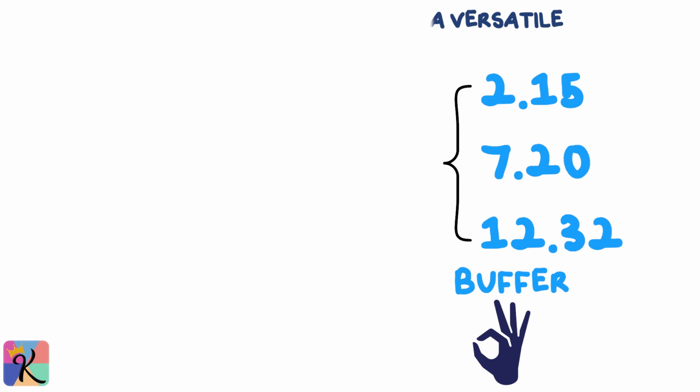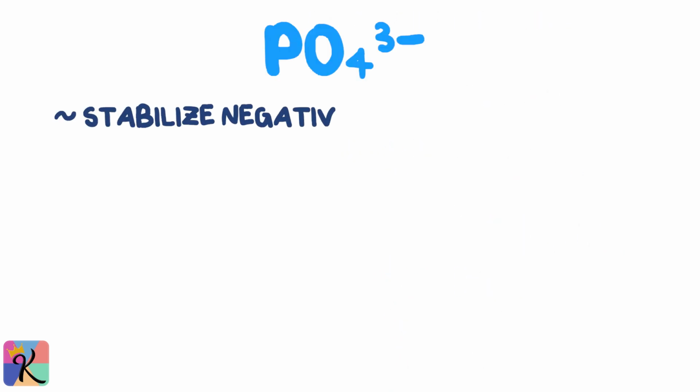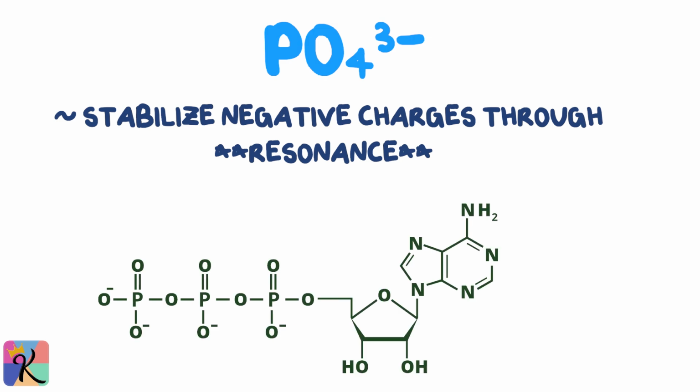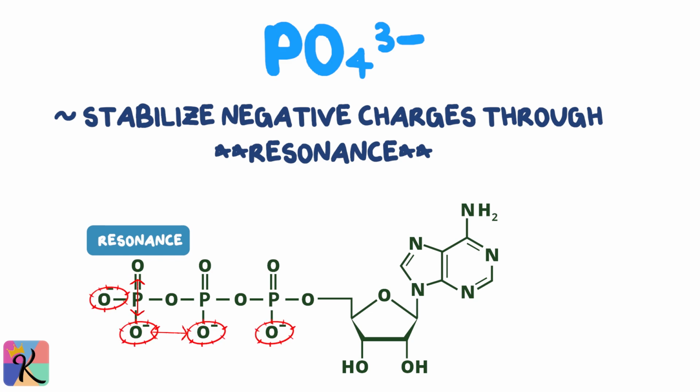Another key property is the ability of phosphate groups to stabilize negative charges through resonance. This is particularly important in nucleotide triphosphates like ATP, where multiple phosphate groups are bonded together. The negative charges on these groups repel each other, creating a high-energy state. This repulsion, along with resonance stabilization, makes the cleavage of these bonds, releasing one phosphate group, a highly exergonic process, releasing a lot of energy that can be harnessed by the cell.